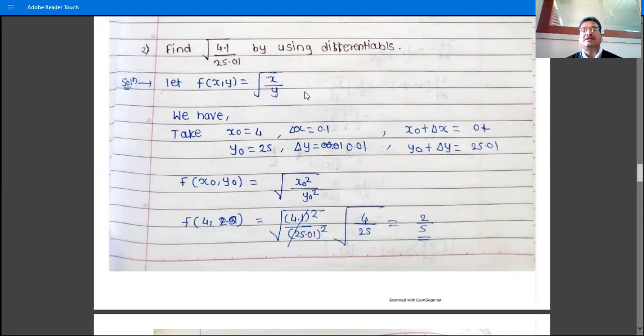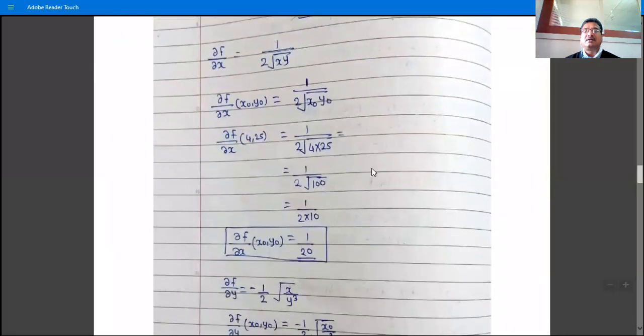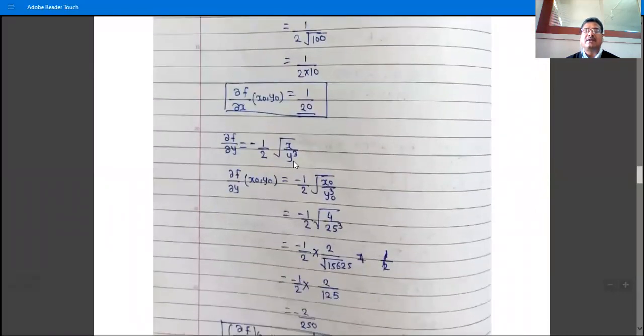No, this is integration. y raised to minus half, what is the derivative? Minus half y raised to minus half minus 1, that is minus half y raised to minus 3 by 2. And we have the answer: y raised to minus 3 by 2, that is root x divided by y raised to 3 by 2. Minus 1 half root x divided by y raised to 3 by 2. y raised to 3 by 2 means root of y cube.